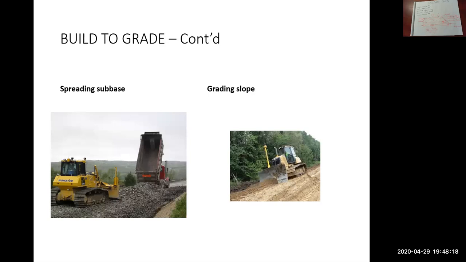The photo on the right is another dozer grading the side slope of the road. So the top of the road surface would be over here, maybe up here somewhere, and then there's a slope here, sloping down. So the dozer is over there making that slope smooth.